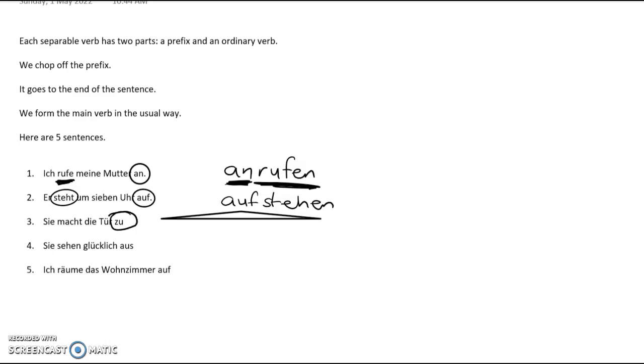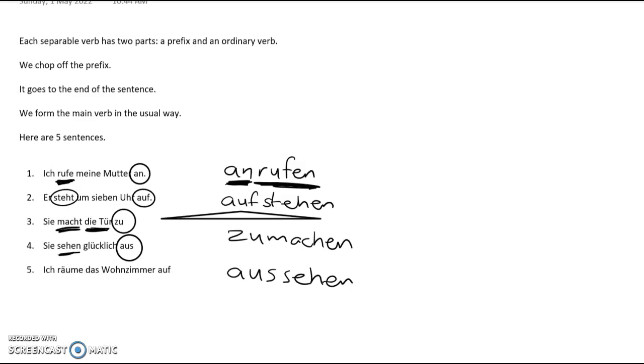The next one, sie macht die Tür zu. So this is the chopped off prefix, and this is the main part of the verb. So that one comes from the verb zumachen, to close, here to close or to shut the door. This one, sie sehen glücklich aus. Here's the chopped off prefix, and here's the main verb. This comes from the verb aussehen, which means to look, right?